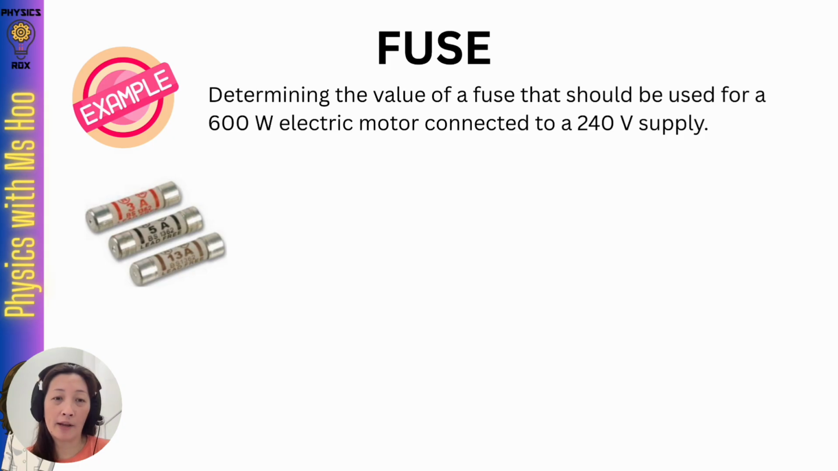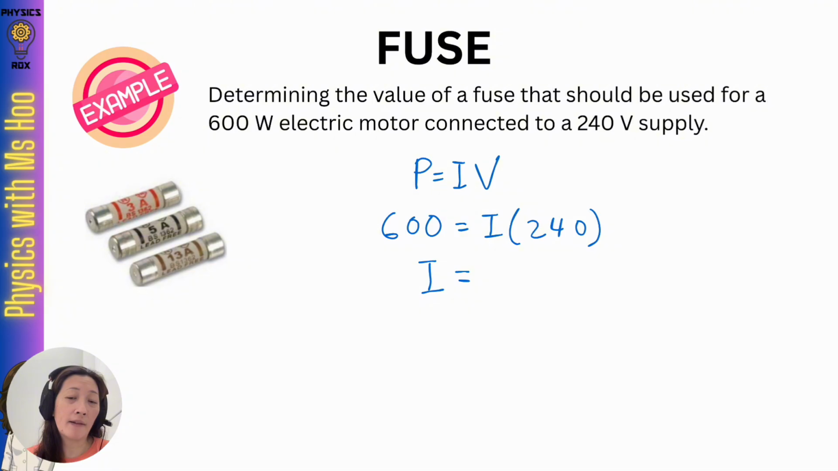We have the power value here at 600 watts and the voltage of 240 volts. We're going to use the electrical power formula, which is P equals IV. So P is 600, I is unknown, and V is 240. When we calculate the value of the current, you should get 2.5 ampere current. Now, this current value is not the value of the fuse that should be used. This is the value of the current that should be flowing through the electric motor for it to function optimally.